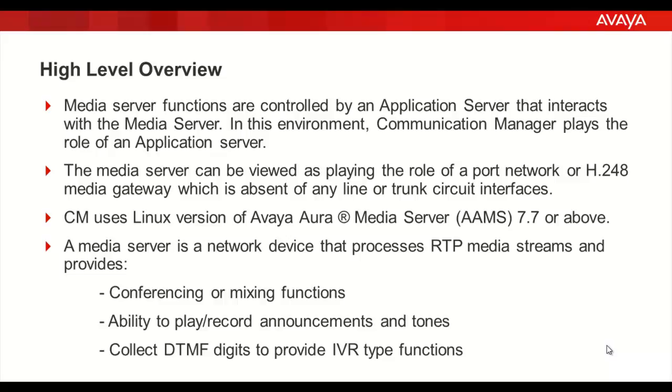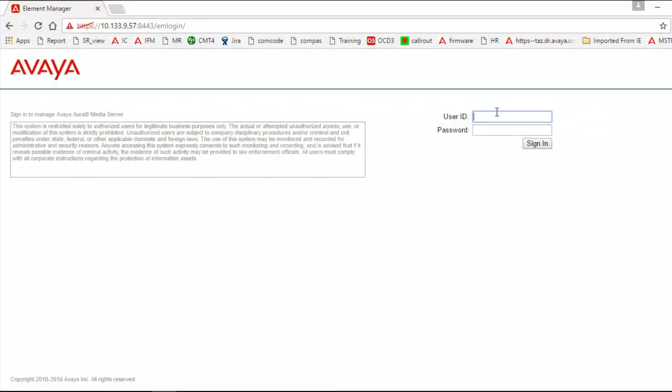While troubleshooting issues related to Avaya Aura Media Server, the Avaya support team may ask customers to provide debug logs from the media server for detailed analysis. We will see how to enable and collect those logs from the media server. First, we will log into the media server Element Manager web page using the customer login. Here I am going to use the cust login and its password.